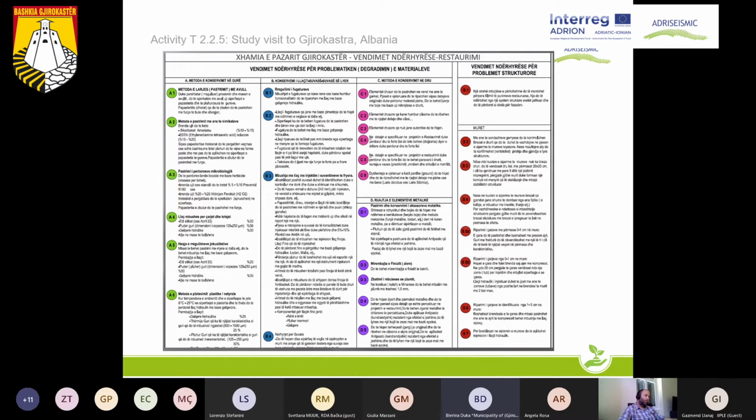So we have the conservation methods of the stone, the conservation methods of mortar, the conservation methods used in the wood, and the intervention decisions for the structural problems, which is the fourth column marked under the red color.